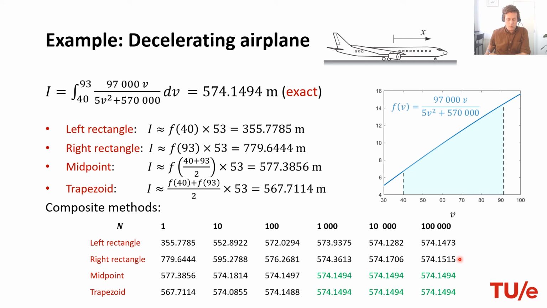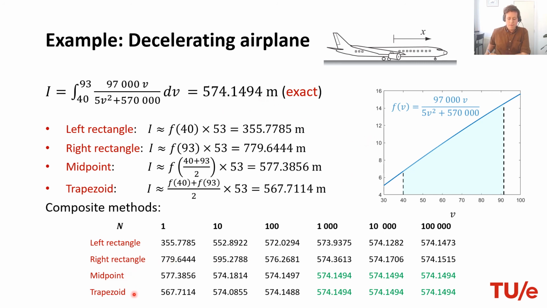And a similar thing holds for this right rectangle rule. Even for 100,000 subintervals, we're not very accurate still. We cannot approximate this exact value up until 4 decimal numbers.